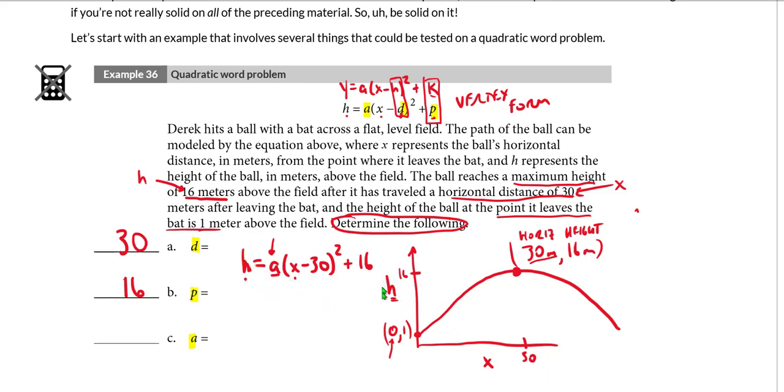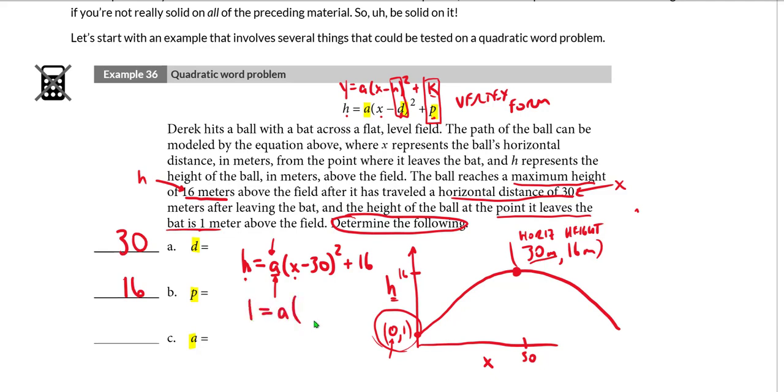remember h is like our y here, that we could throw into this equation so that we would be left with only one unknown, the a, and we have that other point. We have that other point right here, 0, 1. So this is hopefully going to make it really easy. We take the 1, that is a height, that is an h value or a y value. We're going to throw that in over there for h.